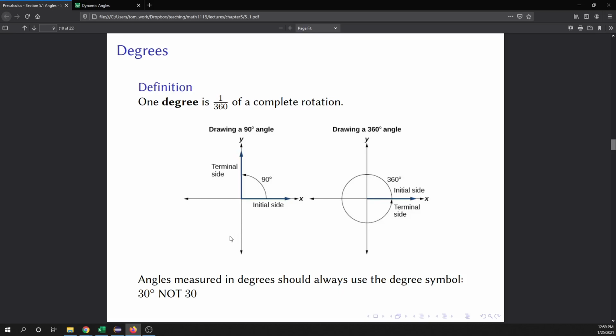One thing that you need to be a little bit careful of in this class is, because we're going to sometimes use degrees and sometimes use radians, you need to always make sure that you put the degree symbol when you're talking about degrees. So 30 degrees: don't write that as just the number 30, because we're going to see later on that we will use angle measurements like 30 where you don't use the degree symbol. That will mean that it's radians, okay? So when we're talking about degrees, make sure that you always put the degree sign.